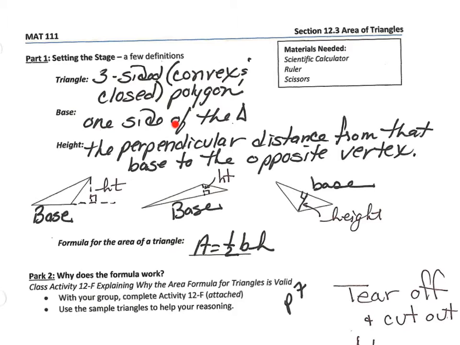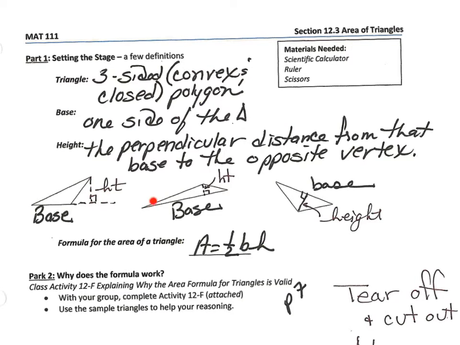The base is just one side of the triangle, and it can be any side. And so you just label the base, and then we go from there. The height is the perpendicular distance from that base to the opposite vertex. So for this guy, if we called this the base, we extend it out with dotted lines, and then we can take the height as this perpendicular distance from the base up to the opposite vertex. Notice here that the height is outside the triangle.